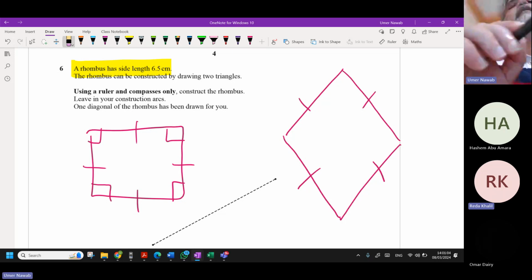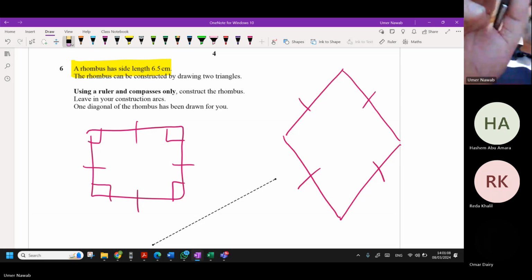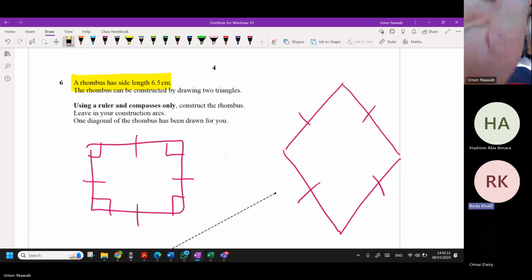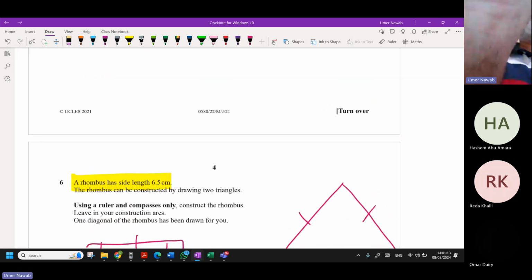Like, what year? This is May June 2021. Paper 21. Yeah. Just check it out. Yes, it's 22. May June. This is one of the mock exam, expected exam paper.